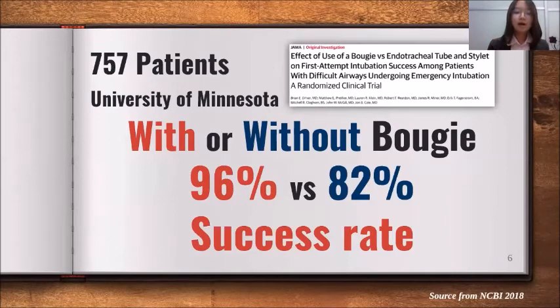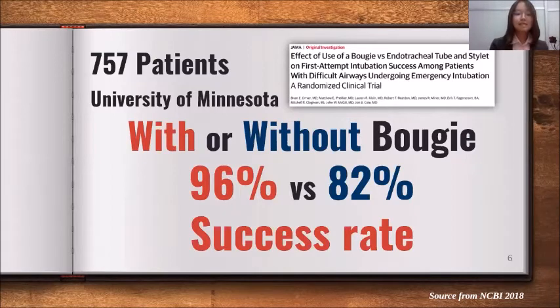Randomized clinical trials that include 757 patients in the University of Minnesota showed that the Bougie usage results in a significantly higher rate of first-pass intubation success than without it, at 96% versus 82%. Especially for those with a difficult airway characteristic. It helps reduce time spent guiding the endotracheal tube into the airway. And this was reported from the NCBI in 2018.